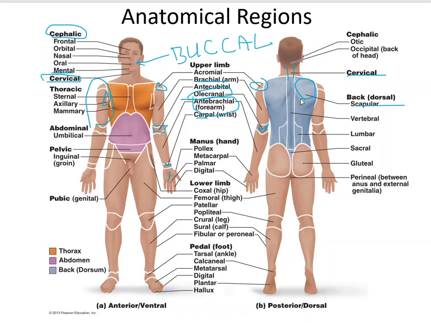So moving on to the next thing, we have the chest or the thorax. Thoracic region, we have the sternal area. That is your breastbone. That's the common name for that. Mammary region is this region here where the breasts are. Right there. Okay, moving on down into the abdomen or the abdominopelvic region.